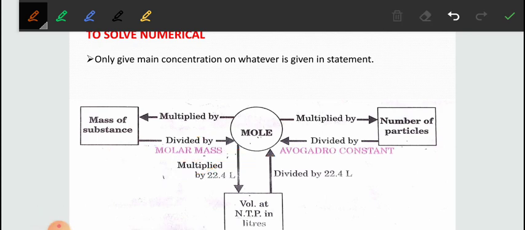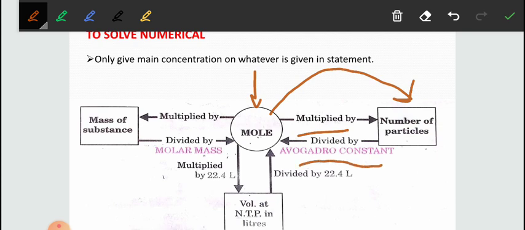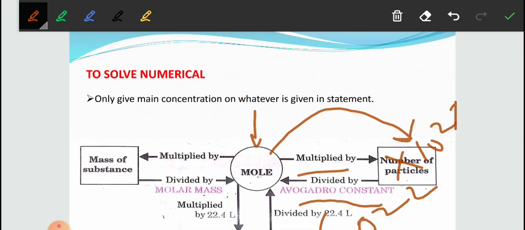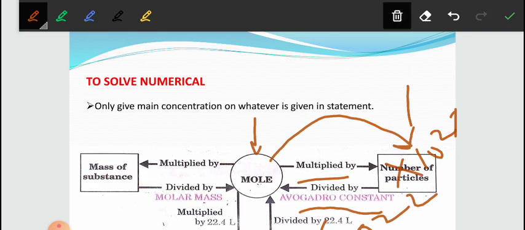Again, suppose mole is given in the numerical and you need to find the number of particles. To find the number of particles, I have to follow this arrow. This arrow says we have to multiply by the Avogadro constant, which is 6.022 × 10^23.